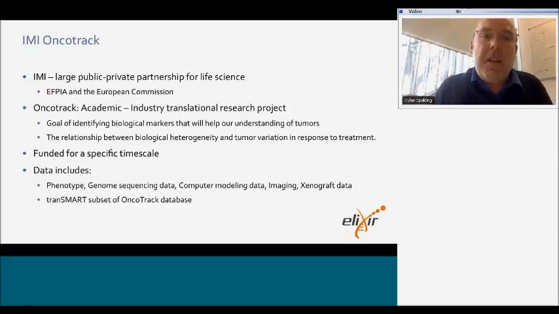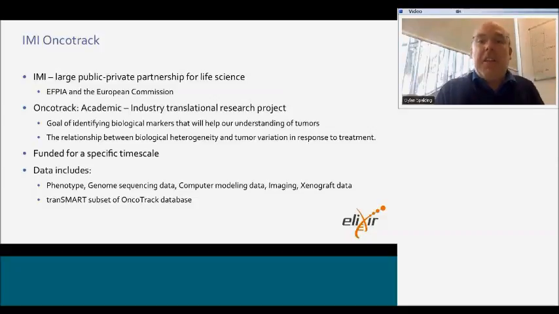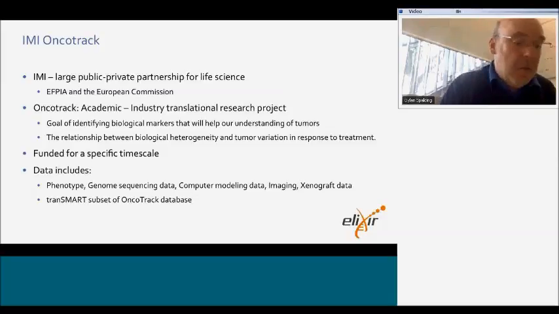Now, the OncoTrack project has been funded for a specific timescale, so the question here is what happens to these data after the project has ceased, and how we maintain access to it and distribute this data so we maximise the benefit of this. And the data within this includes phenotype data, genome sequencing data, computer modelling data, imaging and xenograft data, and also the transmart subset of an OncoTrack database, which we'll talk about in a minute.